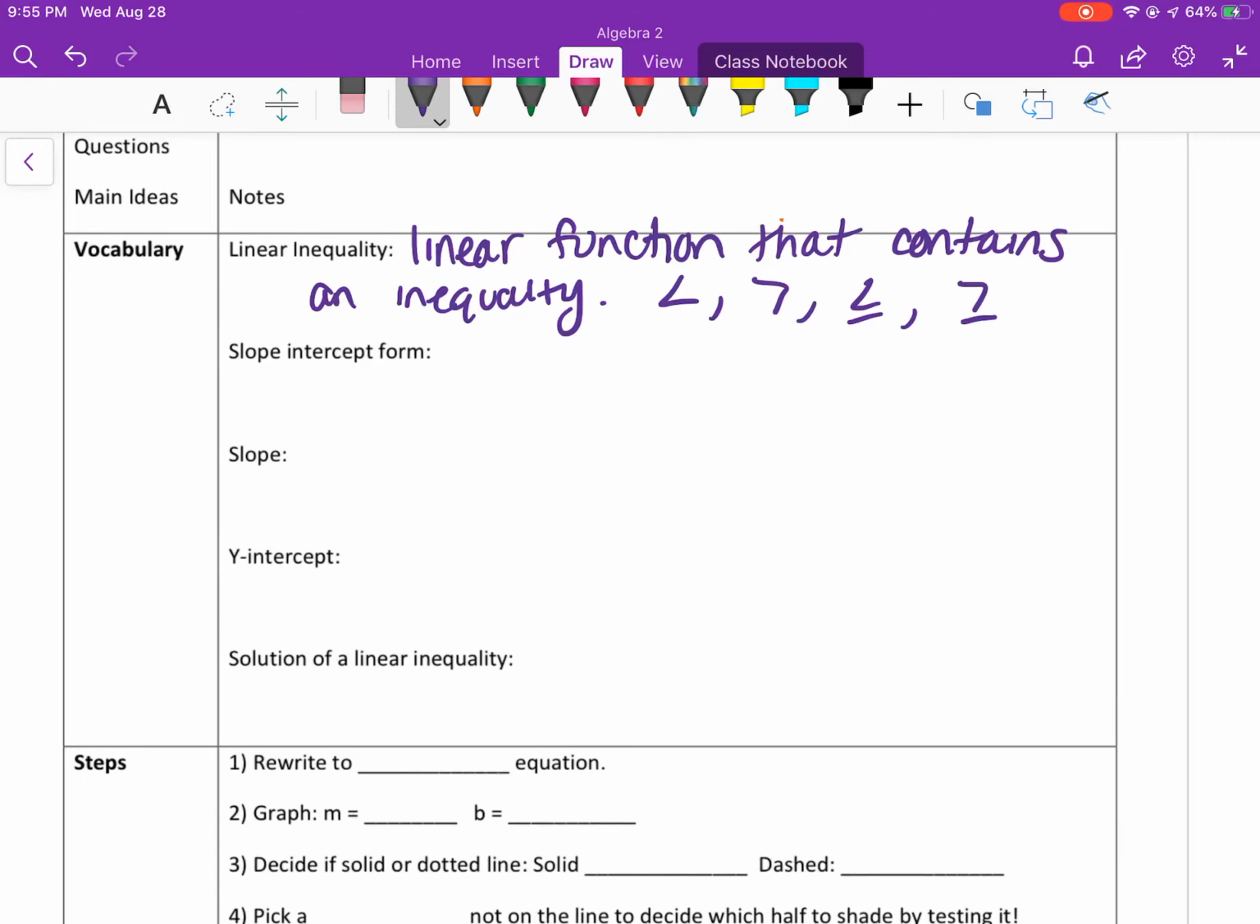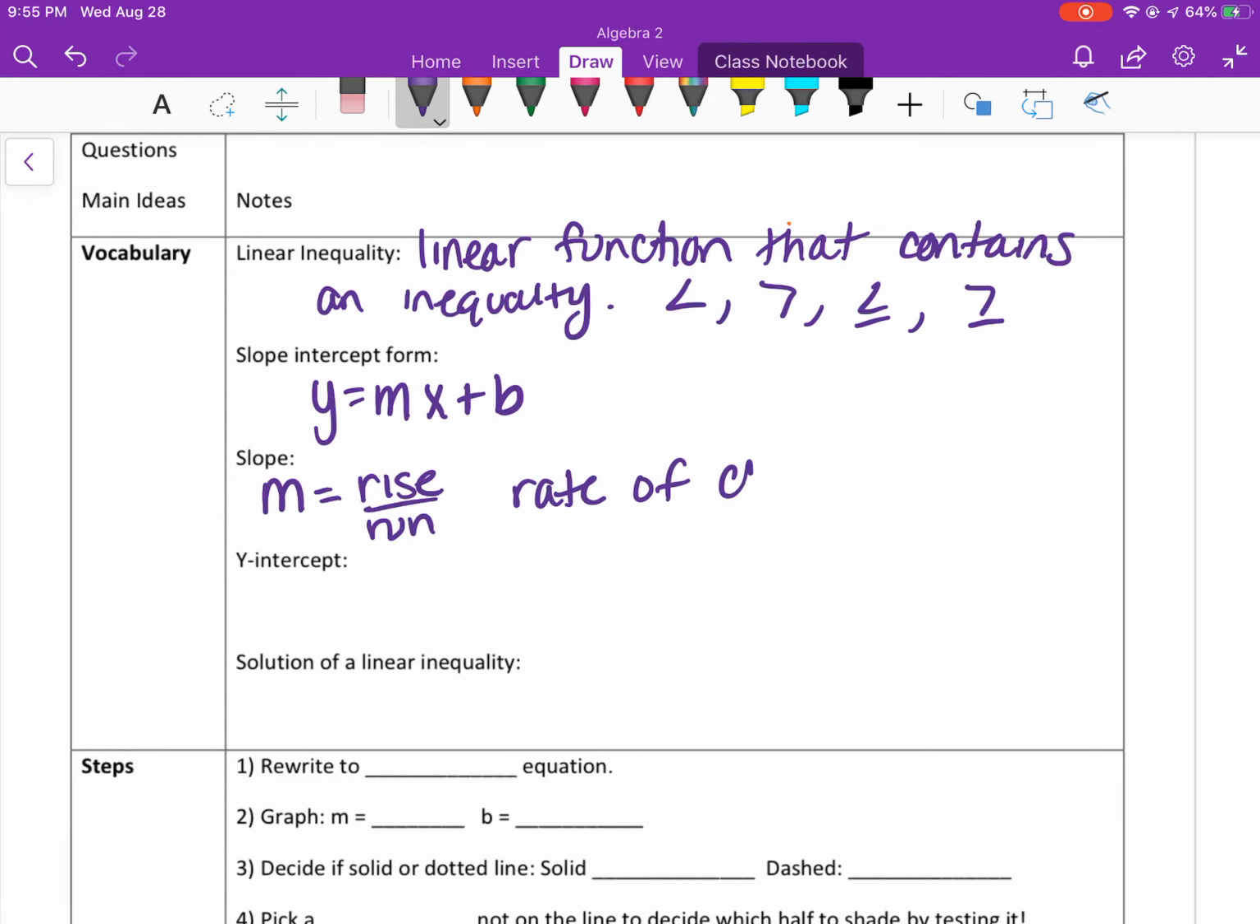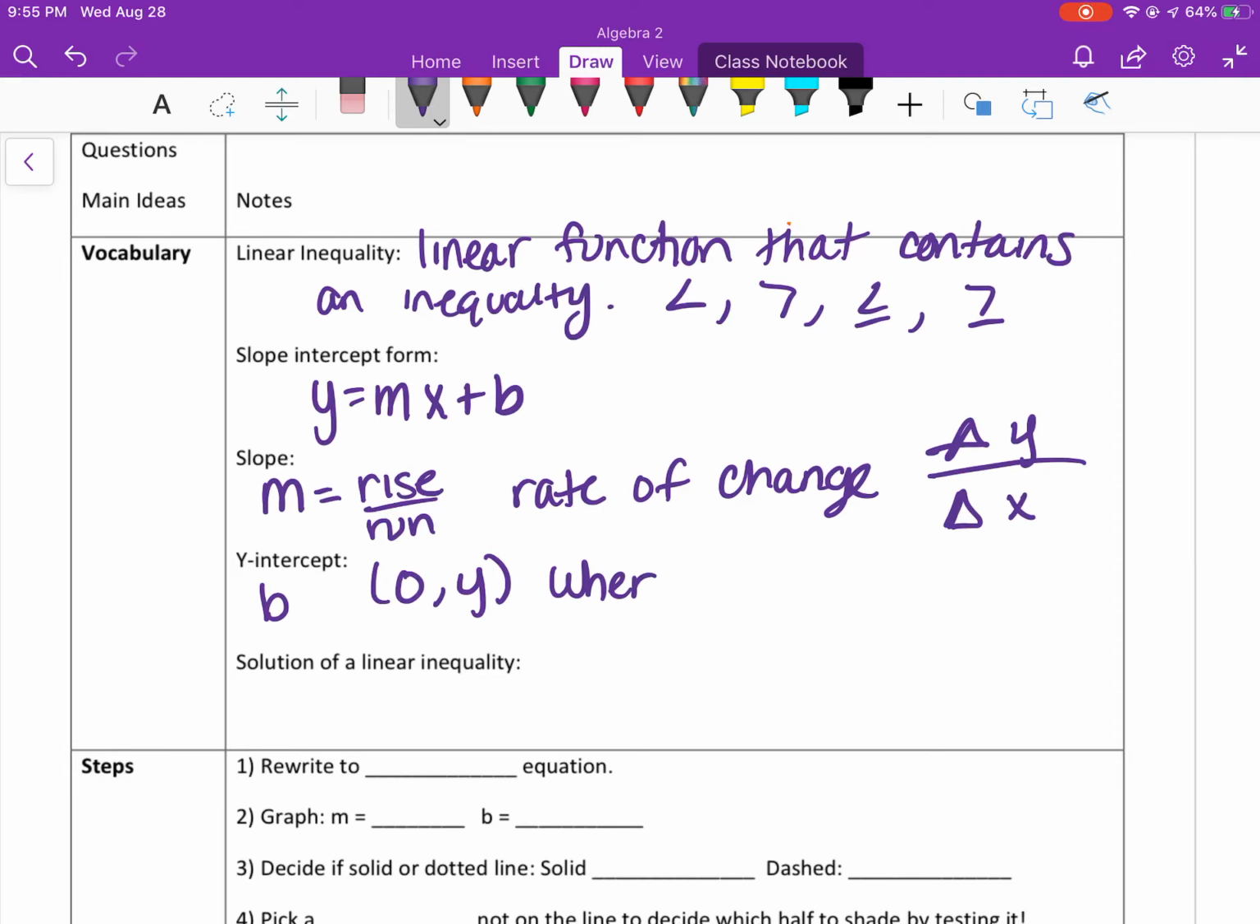So slope-intercept form, remember, is y equals mx plus b, where the slope represents the m. That's our rise over run. It's our rate of change. It's the change in y over the change in x. The y-intercept, that is our b value. It's an ordered pair that's always 0 and some y coordinate, and it's where the line crosses the y-axis.